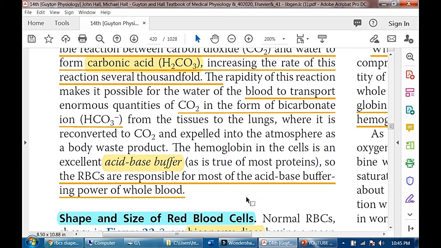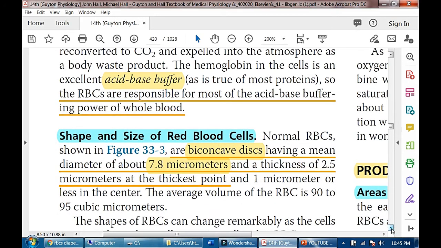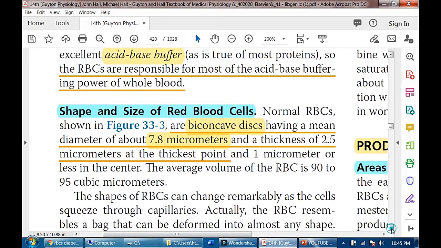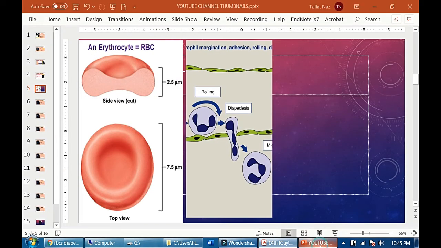When this bicarbonate ion reaches the lungs, it is again converted to carbon dioxide and expelled into the atmosphere as a body waste product, because you also know that carbon dioxide is a waste product for the body and it has to be removed. So our red blood cells and their enzyme play an important role in the removal of carbon dioxide. The hemoglobin in the cell is an excellent acid-base buffer. So the red blood cells are responsible for most of the acid-base buffering power of the whole blood.